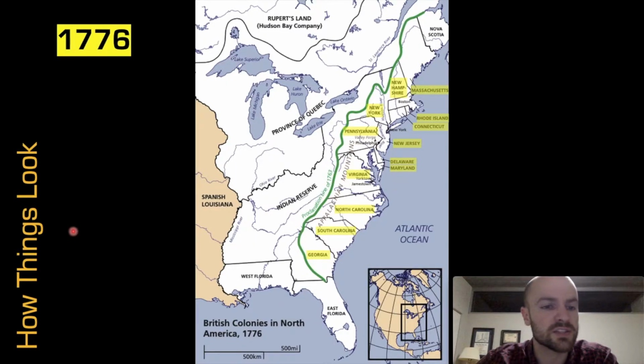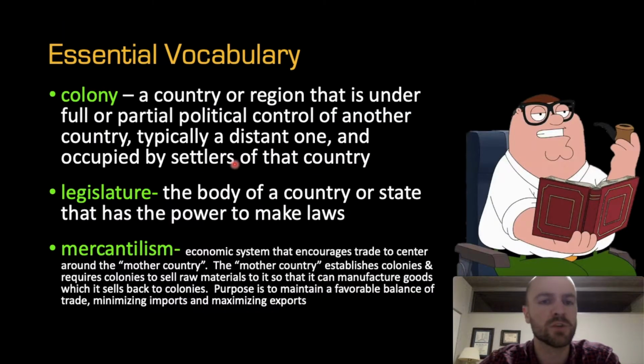All right, so I'd like to start out this lecture with a map, how things looked in 1776. 1776 was the year in which the 13 colonies declared their independence from Great Britain. Those 13 colonies are highlighted here in yellow. This proclamation line of 1763, we'll talk about in later lectures. But what I really want you to remember is just that the 13 colonies were along the eastern coast of the present-day United States.